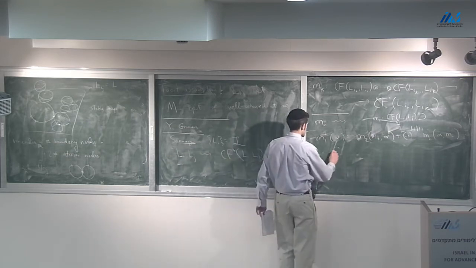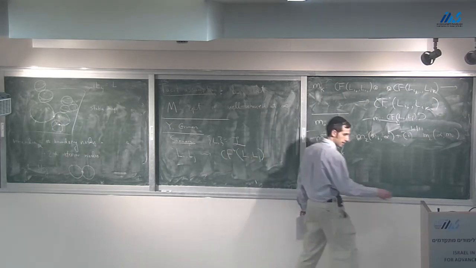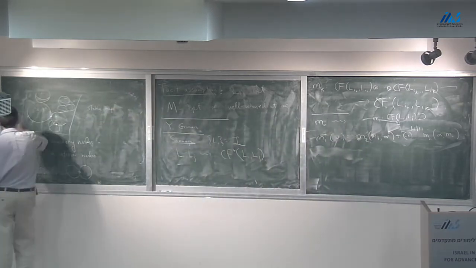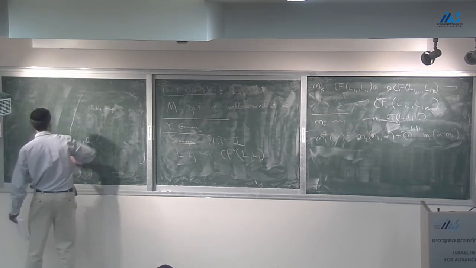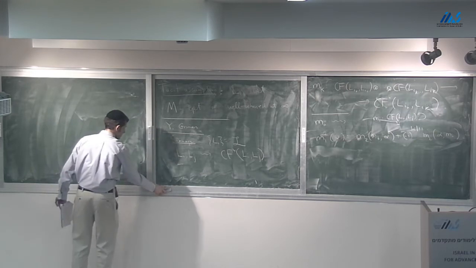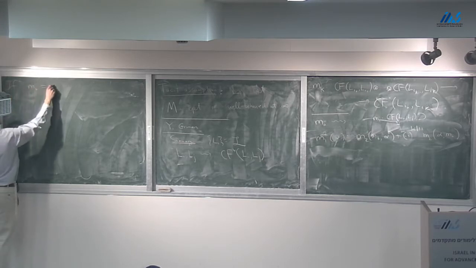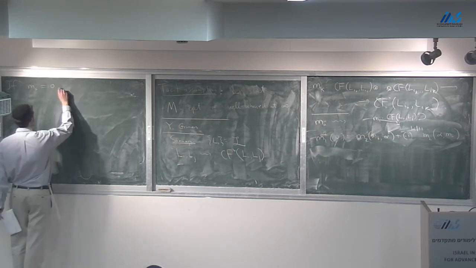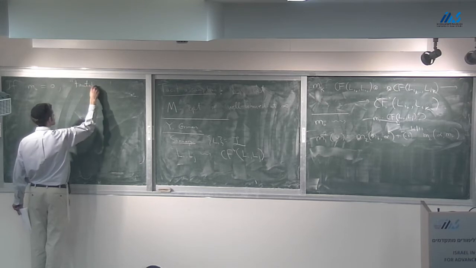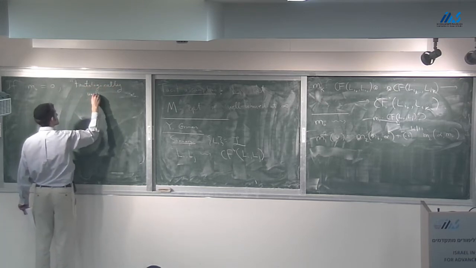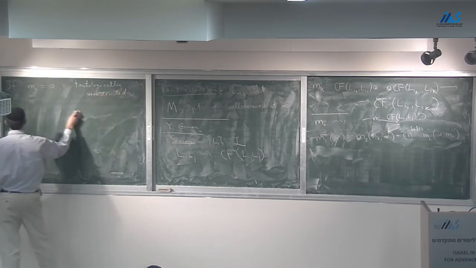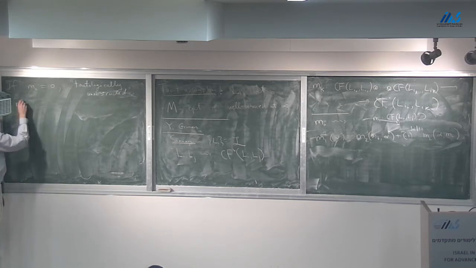To fix this, sometimes it happens that m_0 happens to be 0 for some reason. That's called tautologically unobstructed. Then, of course, m_1 squared is equal to 0, and you have an honest-to-goodness A-infinity category, and you can just stop there.